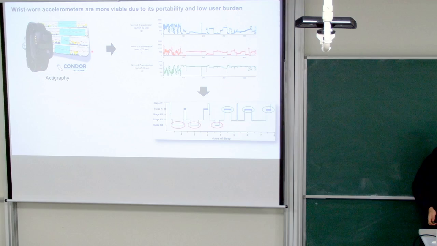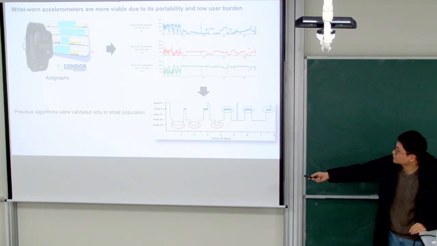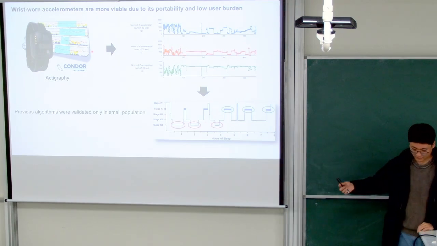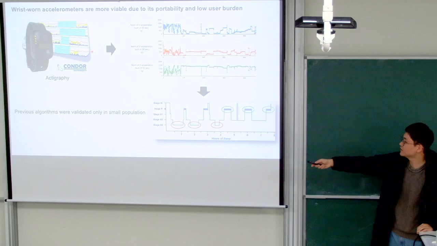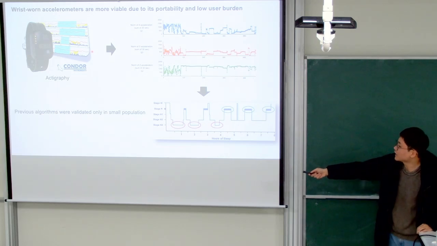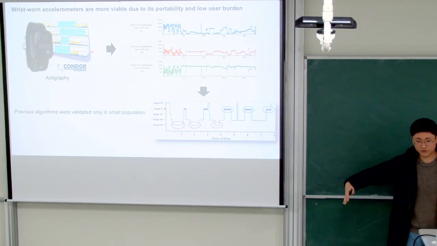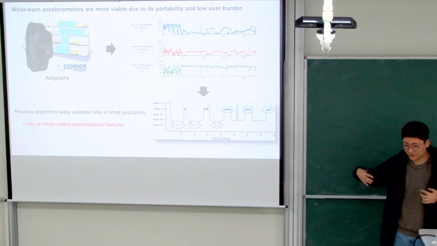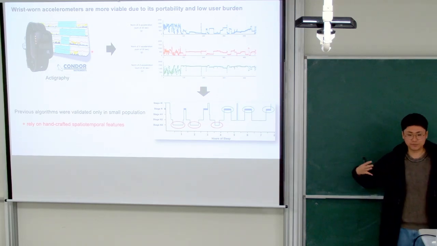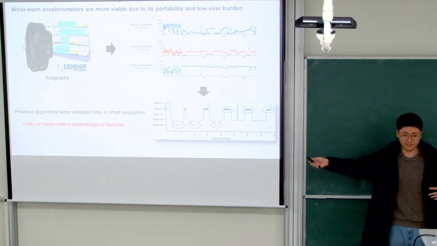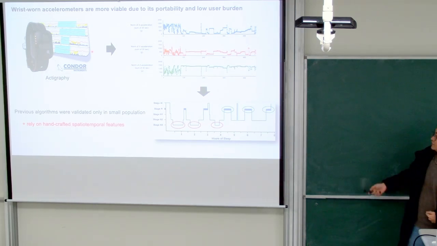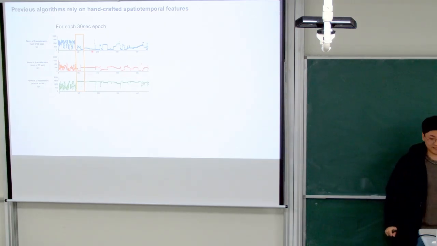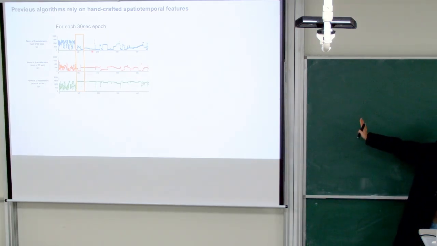But this author says that this process was not so perfect, because previous algorithms were validated only in small populations, and also they rely on some handcrafted spatial temporal features. So what does it mean? So let me explain the details of how the previous algorithm did it.